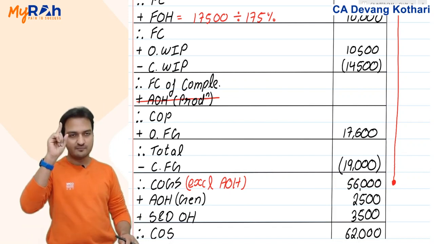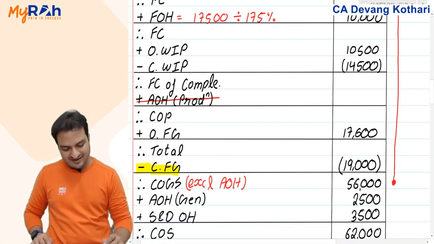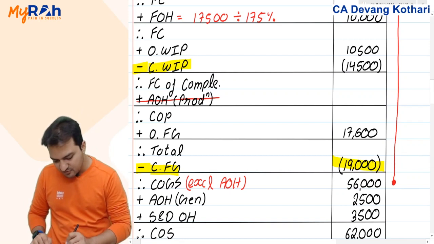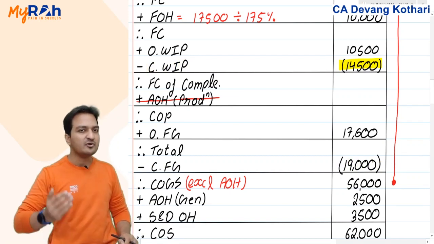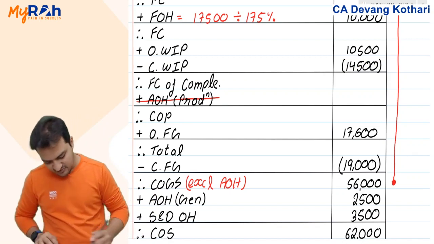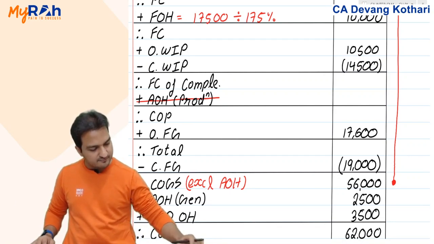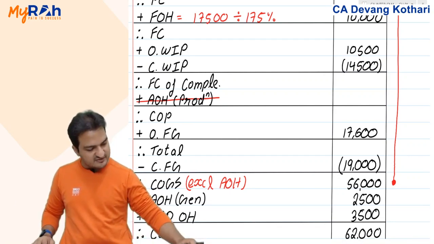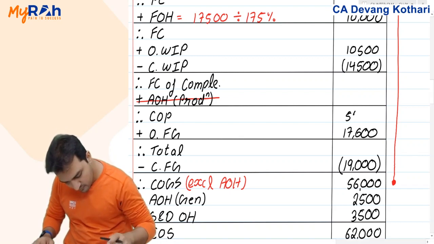Now, as per the straight working, forward working, closing FG was supposed to be minus, so that is a negative value. Closing WIP was supposed to be minus, that is a negative value. So in reverse working, negative values will be added, positive values will be deducted. That is exactly what we will do. So I'll start with that. From 56,000 COGS, 19,000 negative I will add, 25,000, and 17,600 I will deduct. Minus 17,600 gives me 57,400. That becomes my COP.